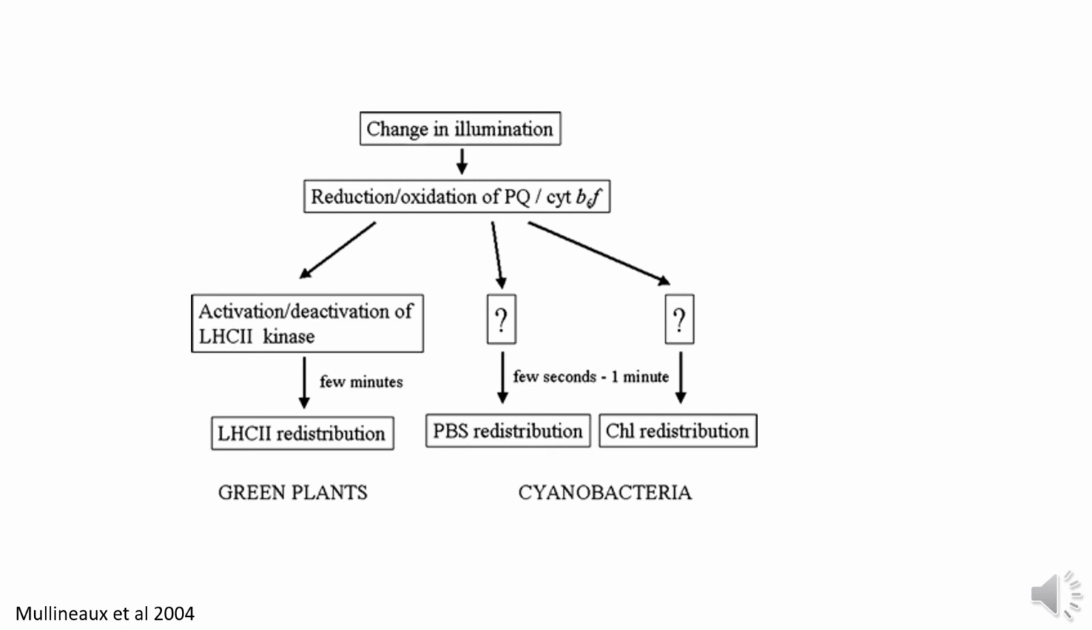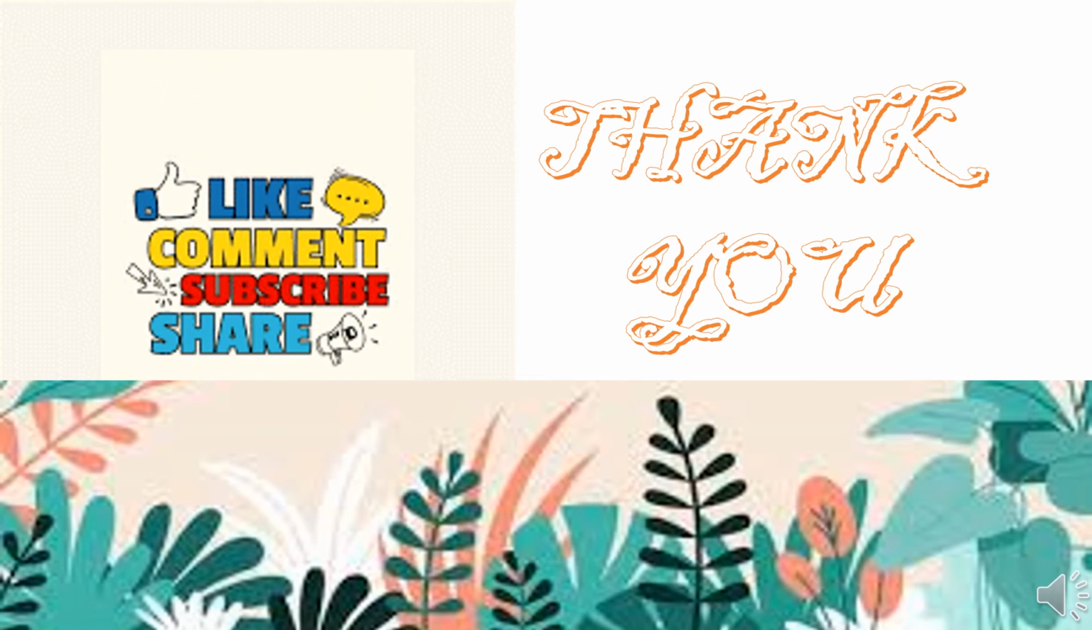However, in cyanobacteria, state transition occurs via phycobilisome redistribution and chlorophyll redistribution. A lot of factors on how state transition occurs in cyanobacteria is still unknown. In this video, I have tried to cover state transition in higher plants.